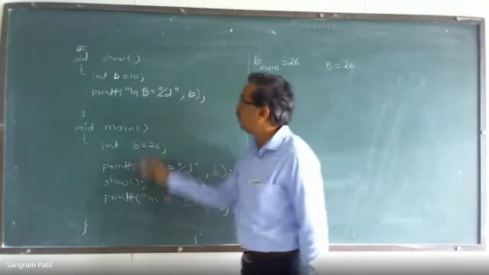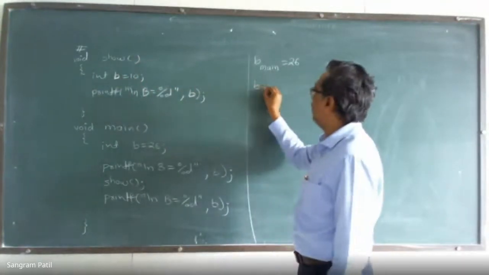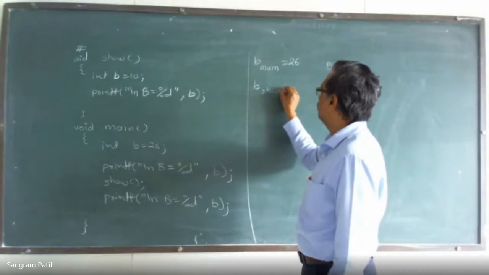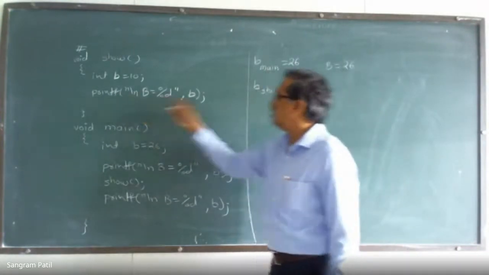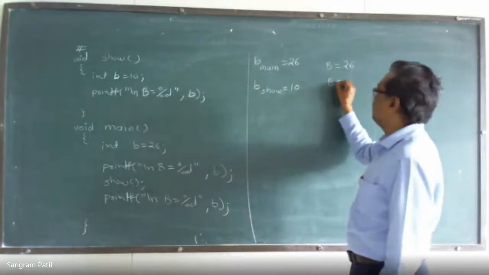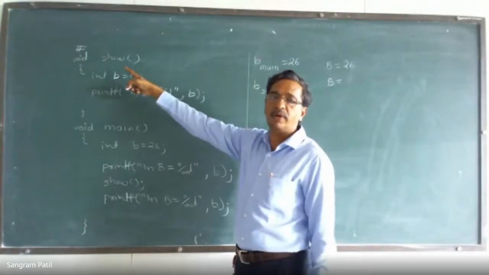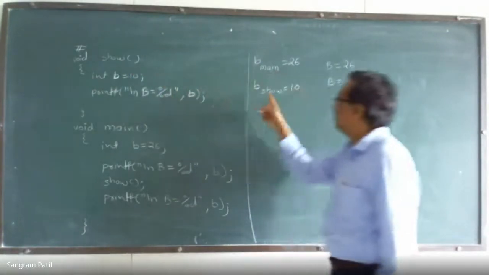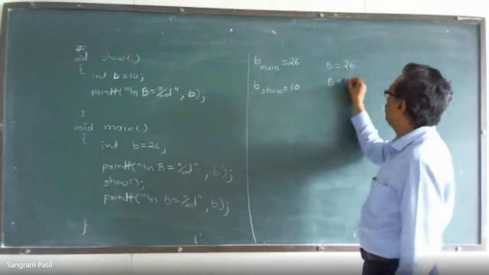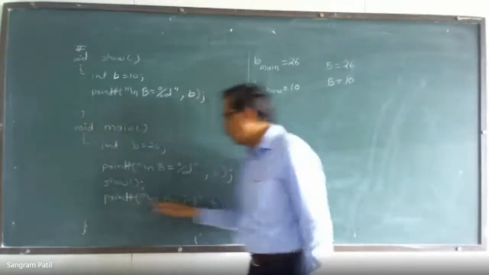Then it will go to execute show. Again, integer b is equal to 10, so again b is declared for show and it gives the value 10 to that. Then printf b is equal to, print the value of b. Now this statement is present within the function show, so it will check whether b is declared for show. Yes, b is declared for show, so it gives the value 10. End of the function, it comes back to the calling program.